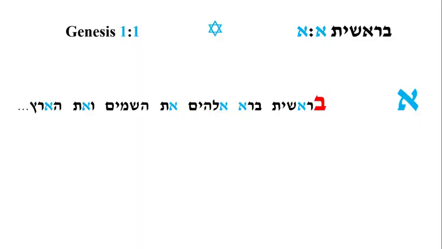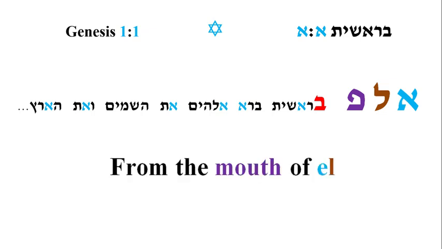Here's Genesis 1:1. Here's Aleph out in front. And Aleph, we can spell it out. Aleph Lamed Pei. And what is Aleph Lamed Pei? From the mouth of God.